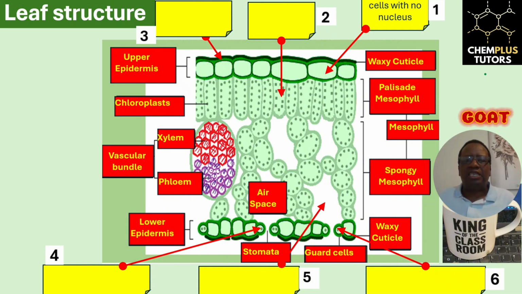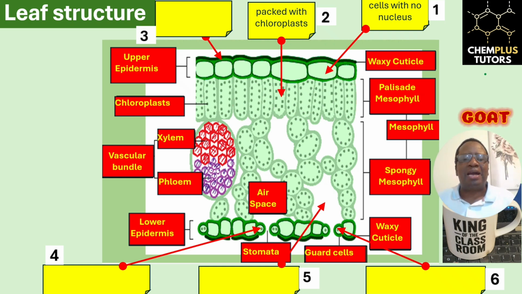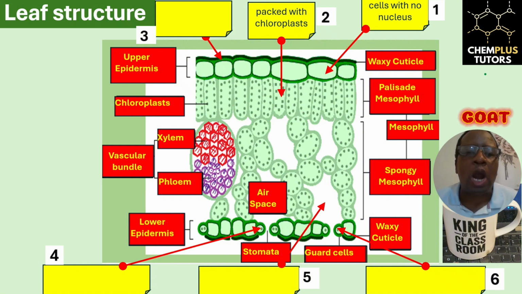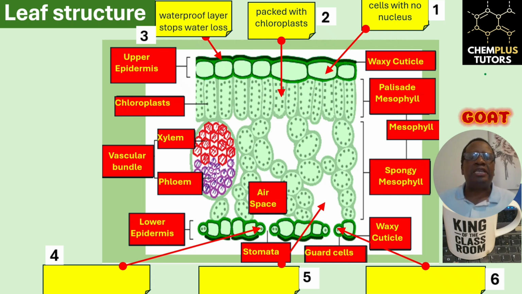Number 2, we can see the palisade layers densely packed with chloroplasts. This is to maximize light absorption and maximize photosynthesis. Number 3 seems to be pointing at the wax cuticle. What is the purpose of the wax cuticle? It is to prevent water loss. You don't want the leaf to be losing a lot of water because water is required for plant growth.